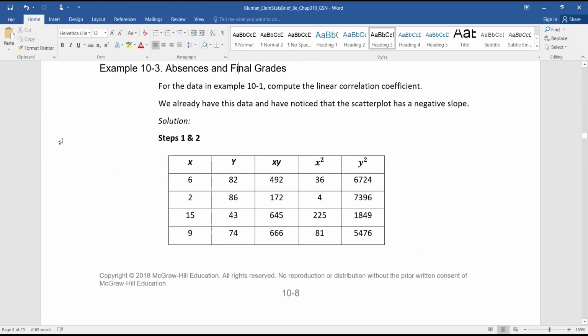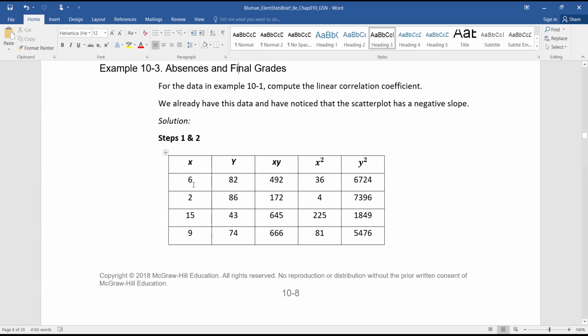In example 3, we're going to look at those absences and final grades. For the data in example 10.1, we're going to compute the linear correlation coefficient. We already have the data and have noticed that the scatter plot has a negative slope, but we want to back it up with a more mathematical approach. Most of this is already done for us. We're just going to see how it's done.